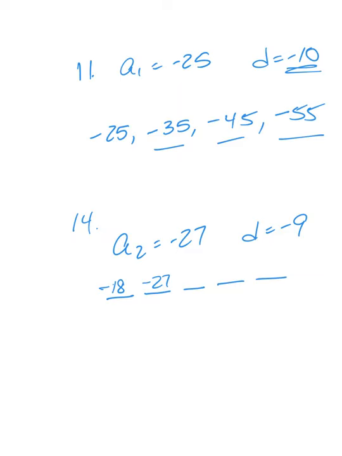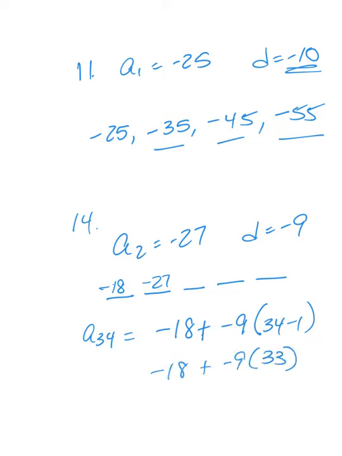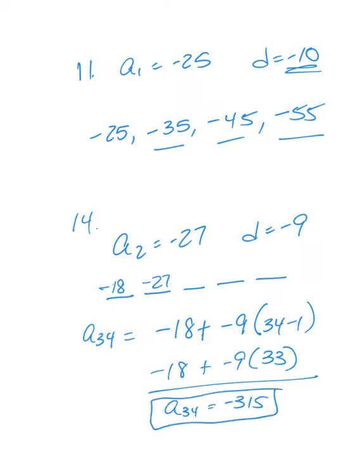So they want you to find the common difference, and then they want you to find A34. Well, the common difference, they gave you the common difference. They want you to find A34. So A34 equals A1, which is negative 18, plus D, which is negative 9, times 34 minus 1. So it's negative 18 plus negative 9 times 33. Put all that in your calculator. A34 equals negative 315, and that is the answer.